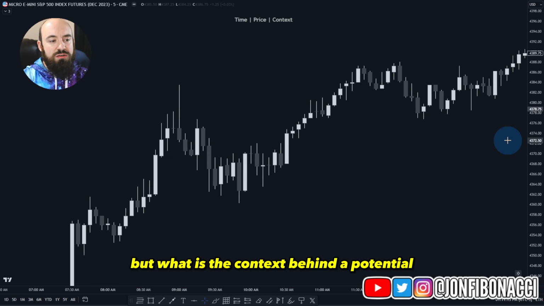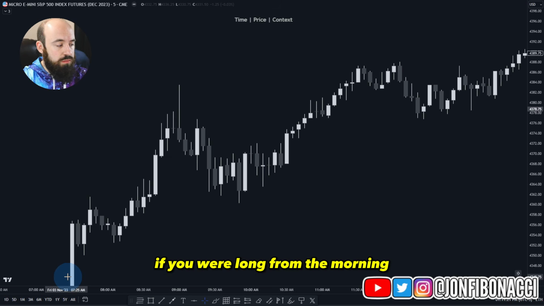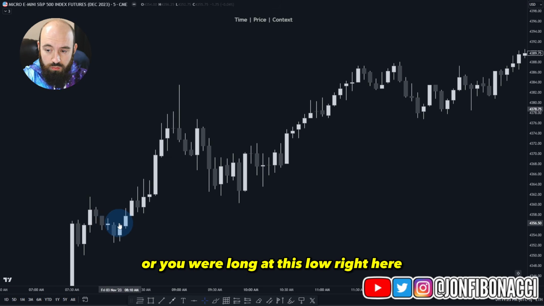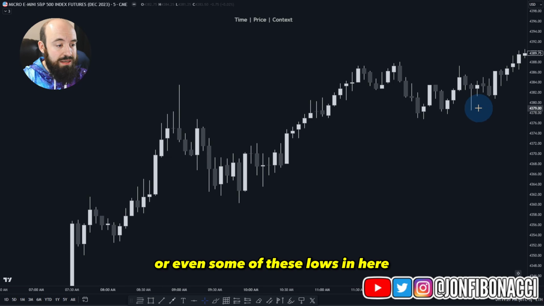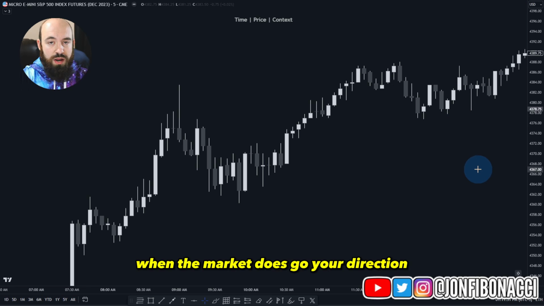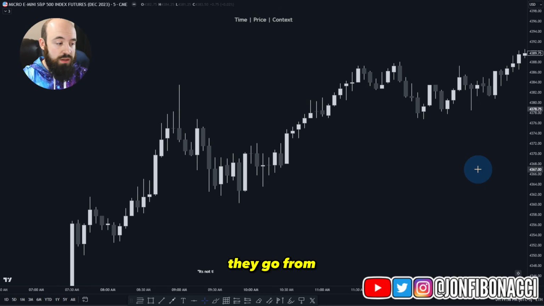But what is the context behind a potential reversal idea? Well, think about it. If you were long from the morning, or you were long at this low right here, or even this low right here, or even some of these lows in here, and the market's trading higher, when the market does go your direction, what do a lot of traders do? What do a lot of bots do with stop losses? They go from a previous low and they get dragged higher, right?